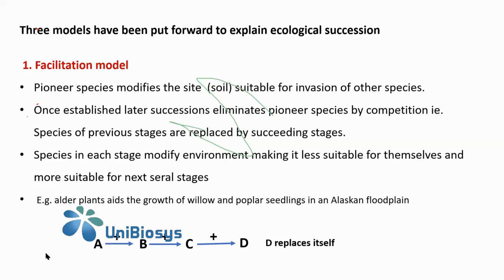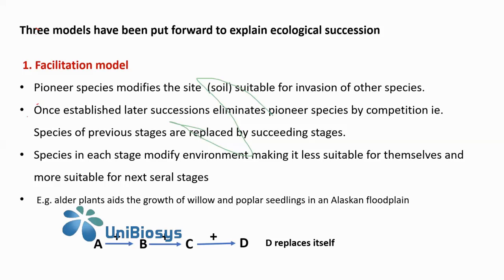So what will happen if B comes invading here? The conditions are improved by A. So slowly A cannot, either by competition or by the changes in the environment, survive there. So slowly A will get eliminated. So B is established over there. Then B is again facilitating or improving the conditions. So what will happen? Finally C will come. The next species or next community will get established, slowly eliminating B. So this is what happens in the facilitation model.